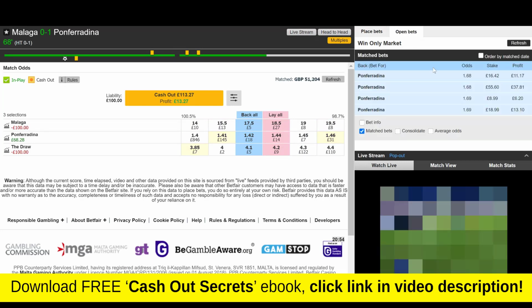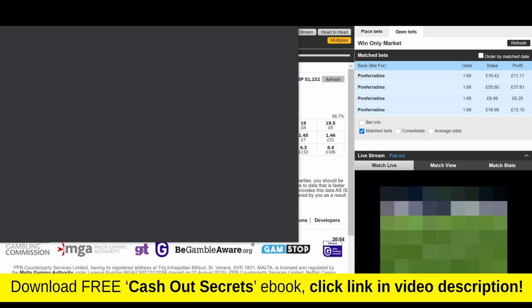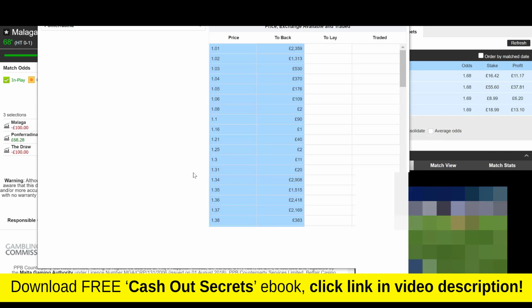So remember, we backed Ponferradina at 1.68. We're back in the winning team, and the price has been ticking down nicely ever since, as you should be able to see now.